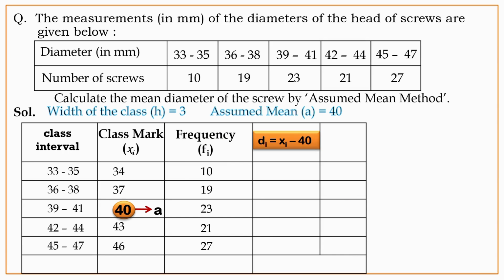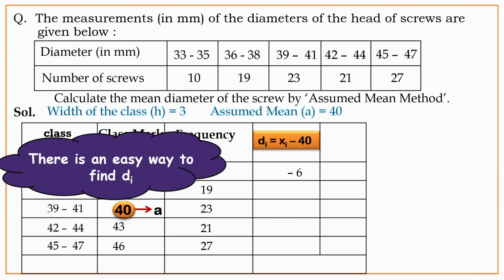Now calculate di. So di will be xi minus a, that is xi minus 40. So that is 34 minus 40, which is minus 6. Now to find the next set of di, there is an easy way. Like always, instead of subtracting xi minus 40, since we know that each subsequent xi is the addition of the previous xi with the class width, right?